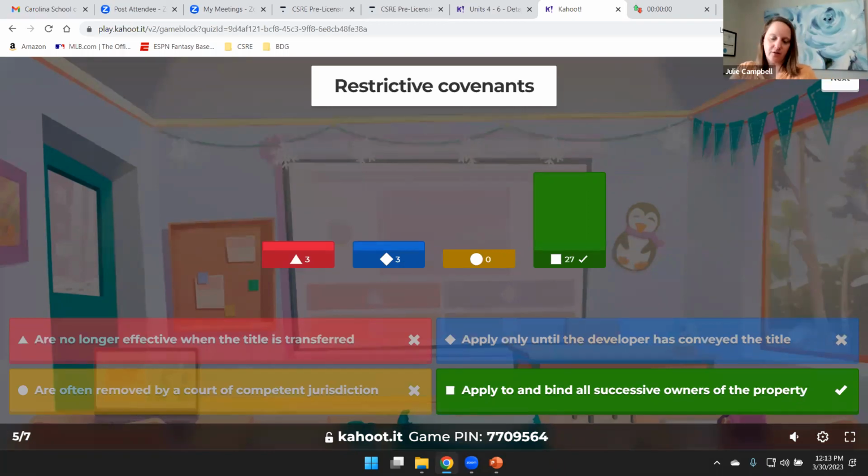When the first lot is sold, the covenants stay. When the 200th sale happens, the covenants stay. They bind to an excessive number of owners, they stay long after the developer is gone. Questions on this one?